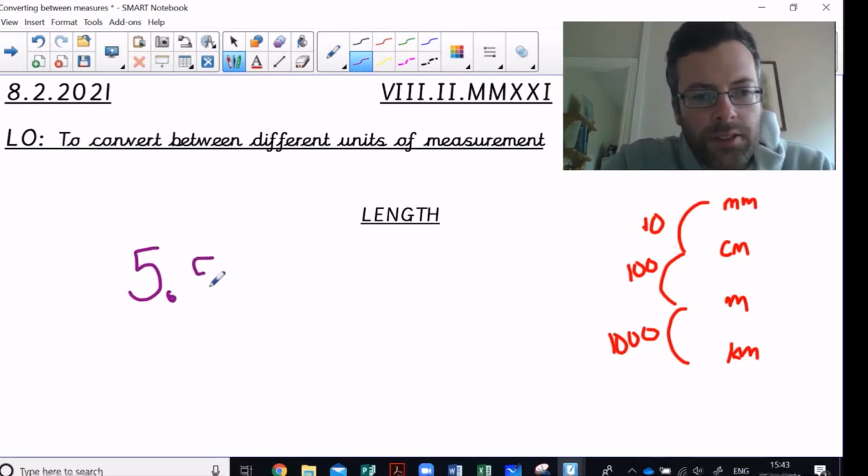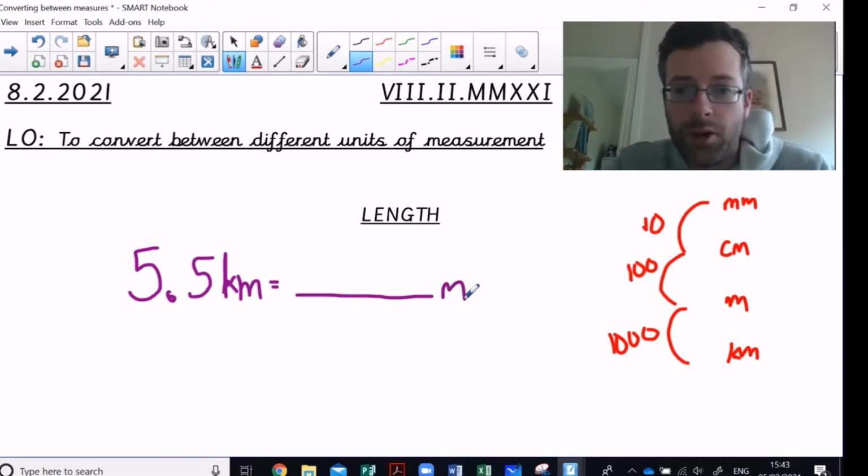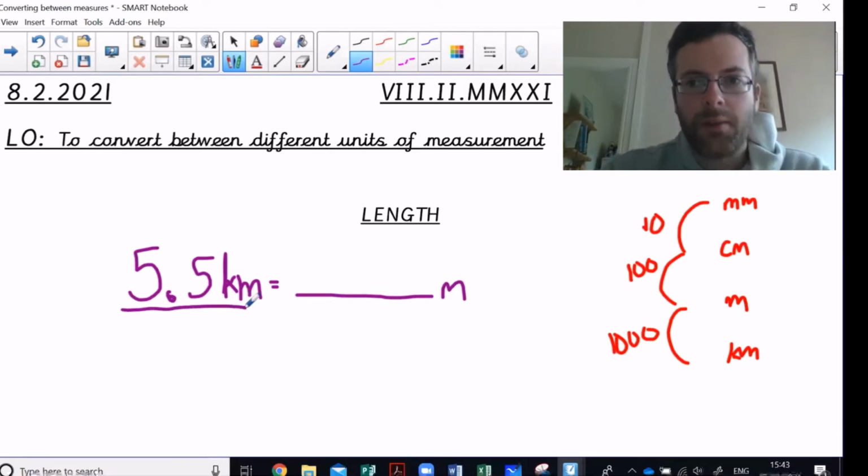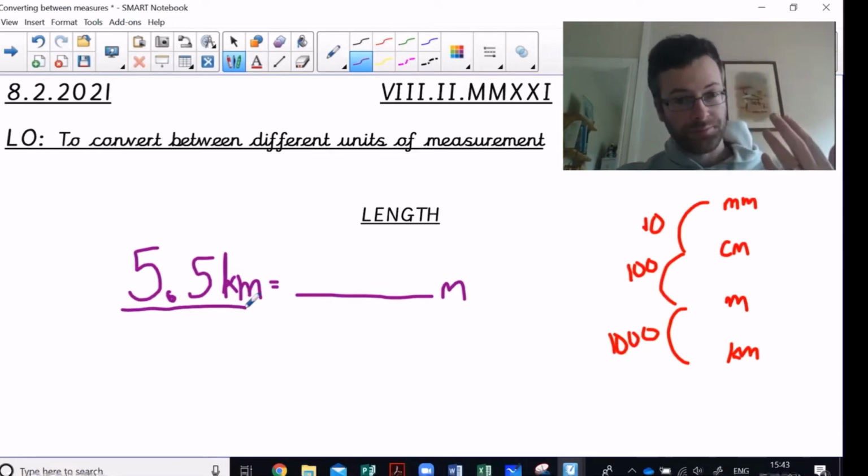So if we're given a question that says something like 5.5 kilometers equals how many meters, the first thing we need to do is work out the important number to get us from kilometers to meters. How many meters are there in a kilometer? Hopefully you can tell me it's 1,000. So this needs to be either 1,000 times bigger or 1,000 times smaller.